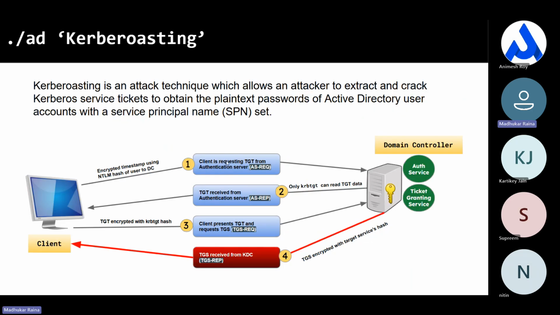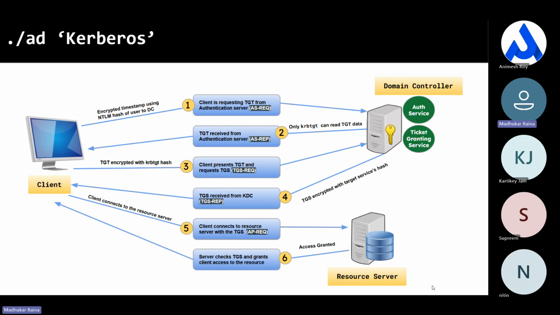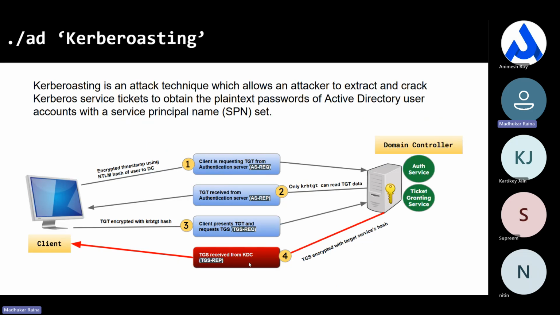The client sends a request for the TGT and receives the TGT. Using the TGT, the client sends a TGS request and gets the TGS, which is encrypted with the target service hash. It means the target service is the SQL service account, which was running on this SQL server. So this TGS is encrypted using the hash of the SQL server's service account. We have the TGS now. We'll try to decrypt it offline and see whether we can get a plain text password.